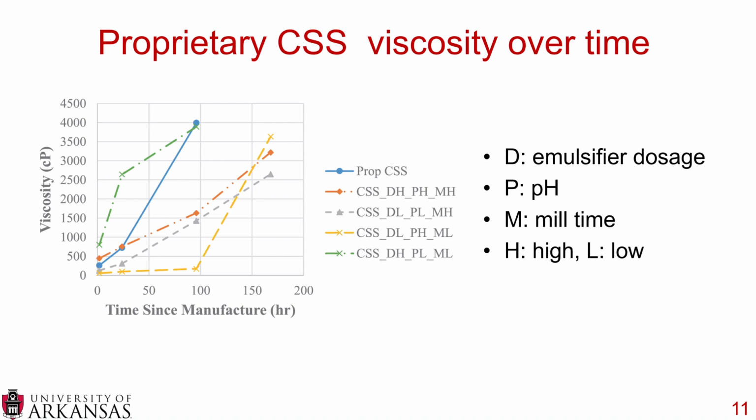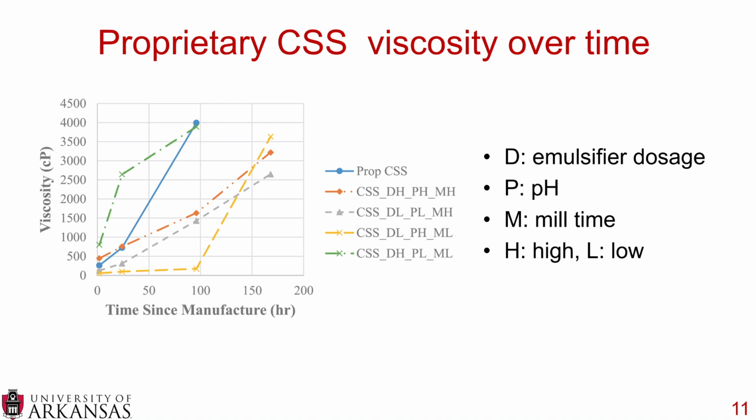Now that we knew a little bit about the number of particles to count and the volume of particles to count, the first thing we looked at was viscosity versus the time versus manufacture. And you can see there's a little bit of nomenclature going on here. All of these are CSS, cationic slow set emulsions. But you can see you have a D, you have a P, and you have an M. The D is the emulsifier dosage, the P is the pH, and the M is the mill time.